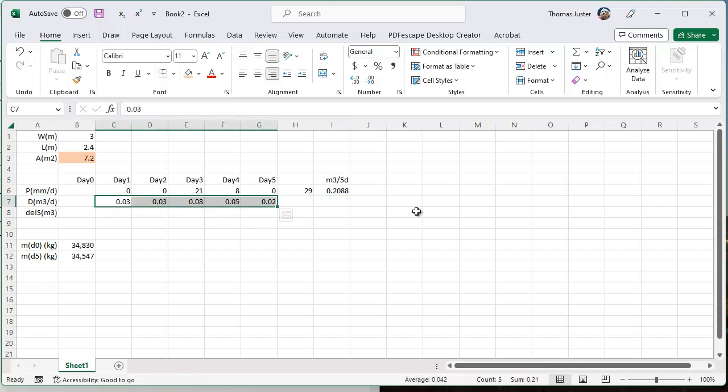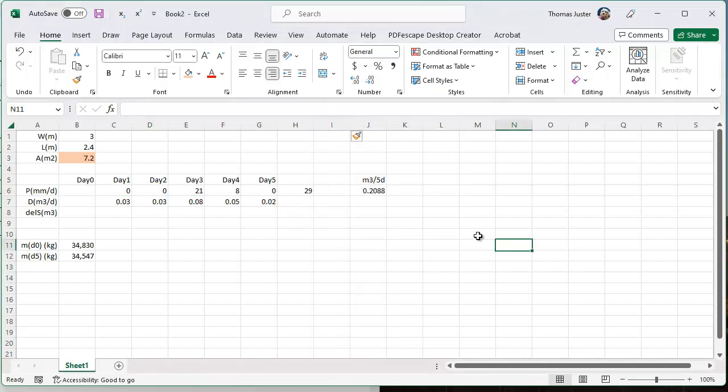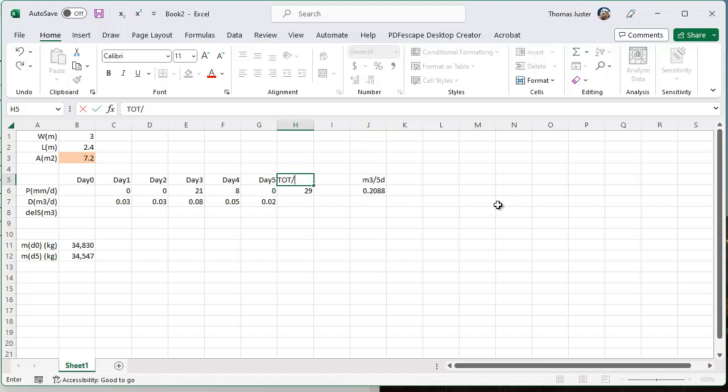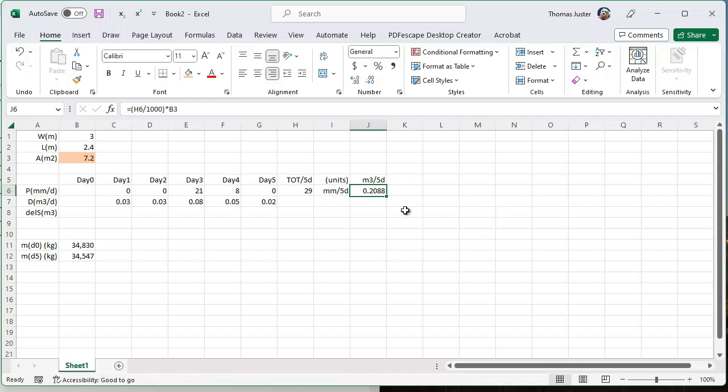I can just sum these up again. Actually, you know what I'm going to do here, just to remind myself. So this is the total over 5 days. And I'm just going to write down the units here so I remember what I'm summing. So these were actually in millimeters per 5 days, right? But I had to convert them to cubic meters per 5 days.